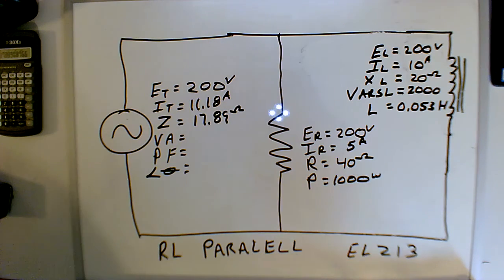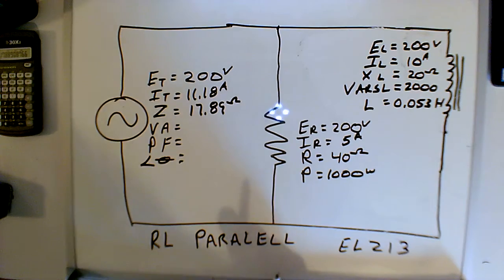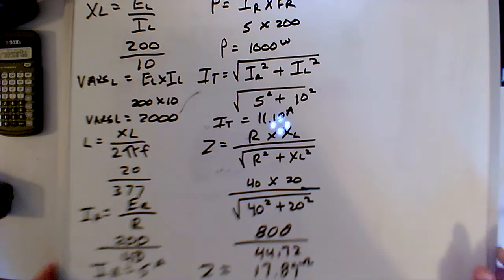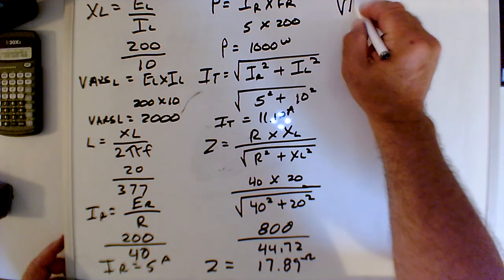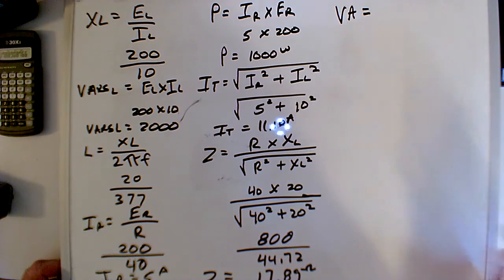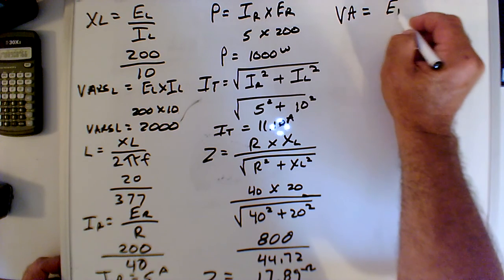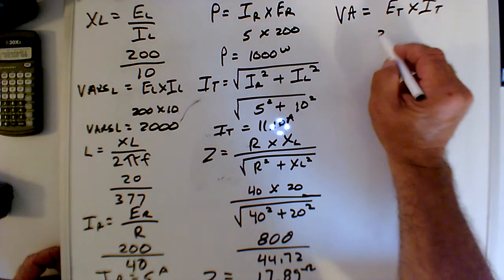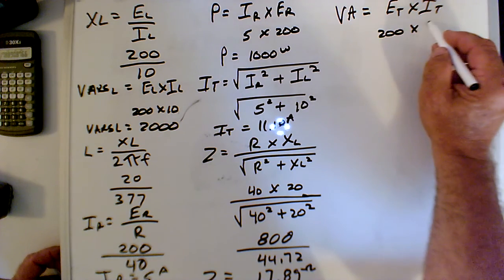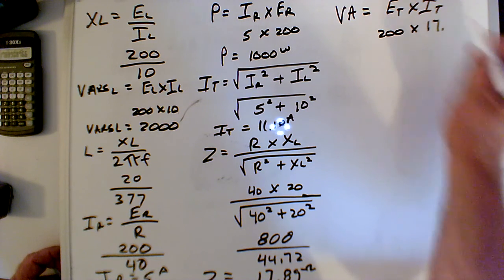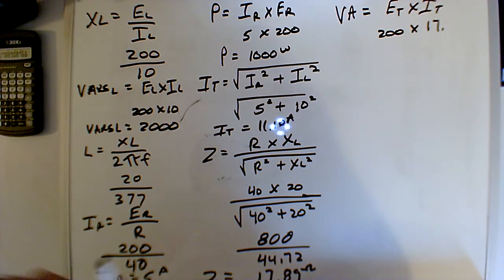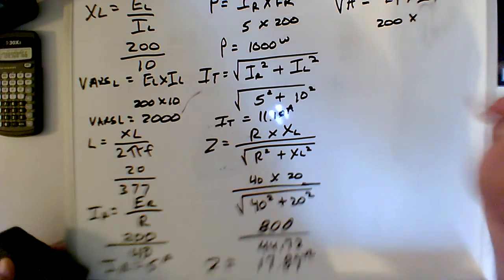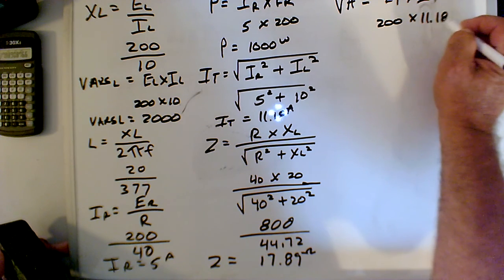We're looking for the VA. If we want to figure out the VA, one of the easy ways to do it is using E and I. The voltage times the current will give us the VA. There are other formulas you can use, but voltage ET times IT in this case will give me the VA. The ET we knew as 200, and the IT we knew as 11.18 amps.